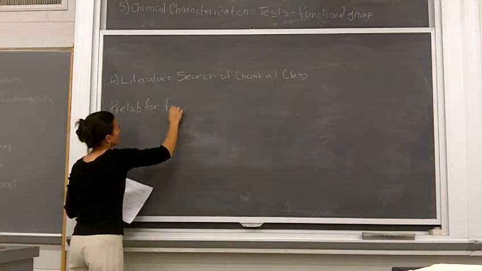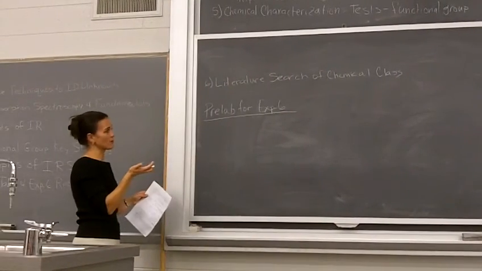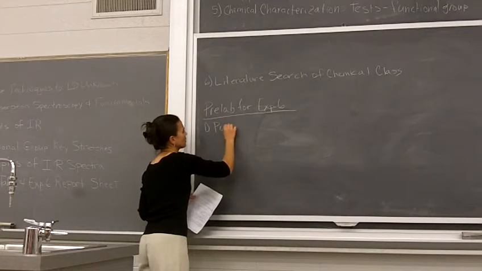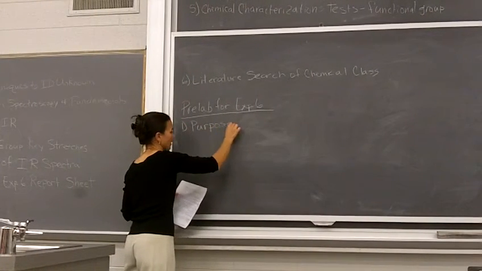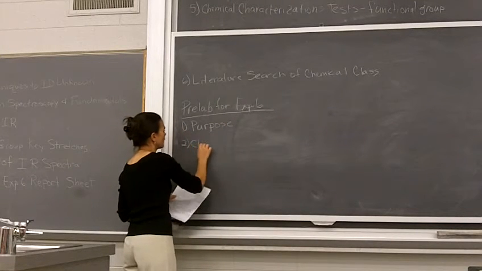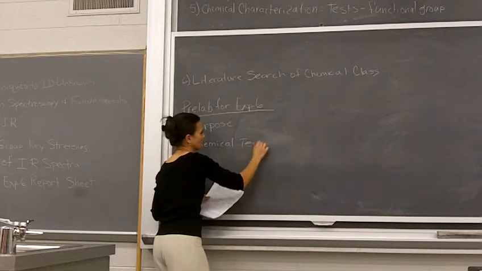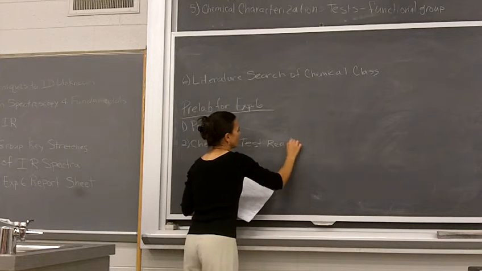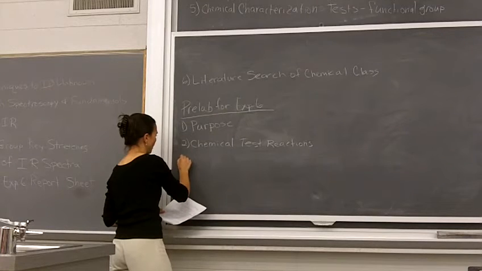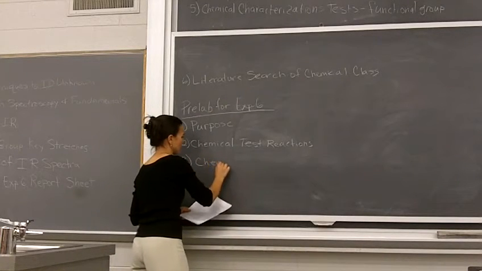So the pre-lab for experiment 6, it's going to have most of the basic pieces that you usually have in your pre-lab. You're going to have a purpose, and again, it's for experiment 6. So you're writing the purpose for experiment 6. You're going to have the chemical test reactions. Those are your reactions, okay? You're going to have physical data table for the chemical test and solubility test reagents.